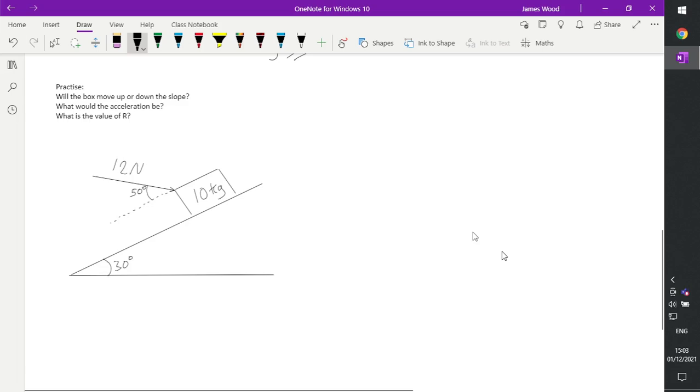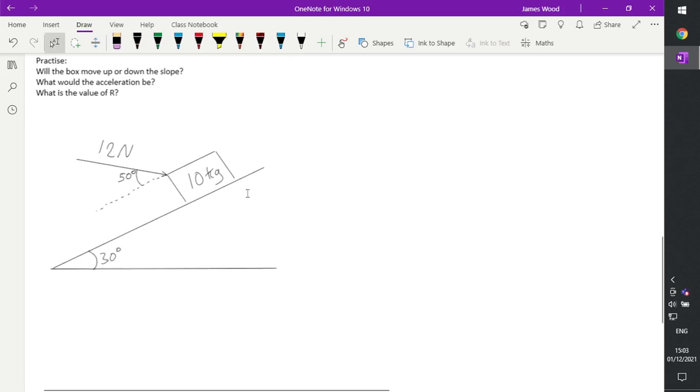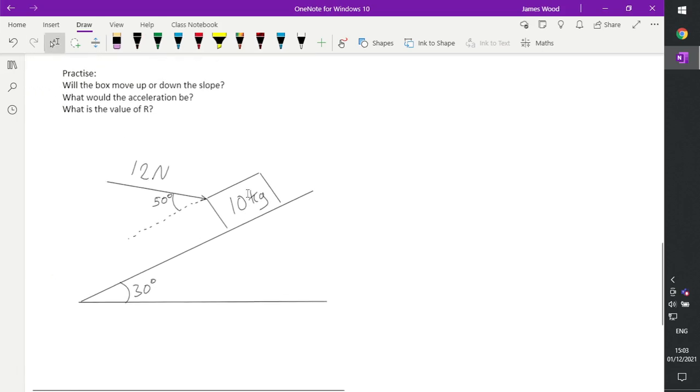Okay. Here's another similar problem that I want you to do for practice. So again, probably just pause the video and have a go at this one here. So will it move up or down the slope? So what you've got to work out first of all. And then what would the acceleration be? And also find the value of R, the normal reaction force.